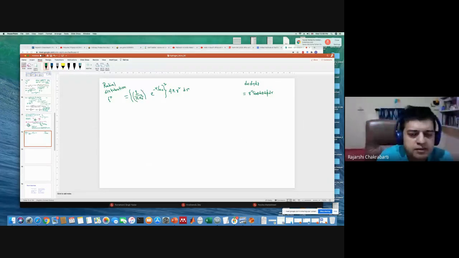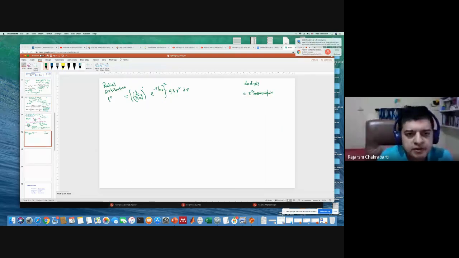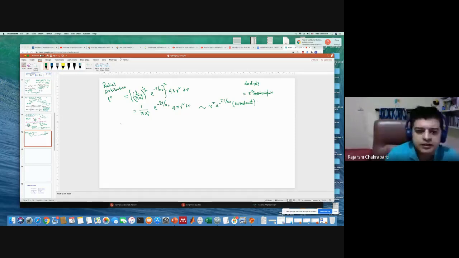It was like this. Let me check. 1 by a0 cube to the power half, isn't it? It is like this. Okay, so if I do this, what am I going to get? I'm going to get some constant. I don't care about the constant. But you'll see that you'll get something that has a structure like r square times a constant. This structure, okay.